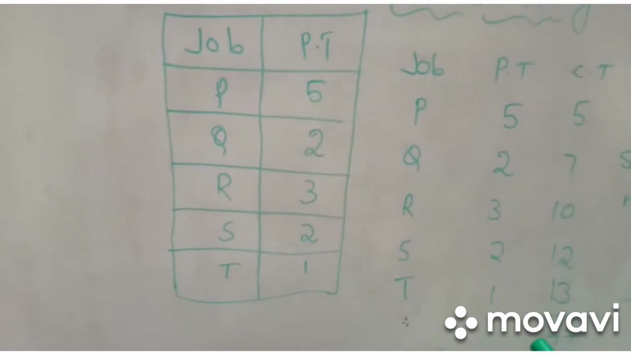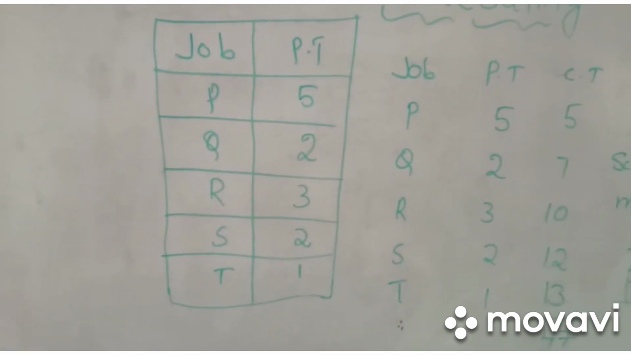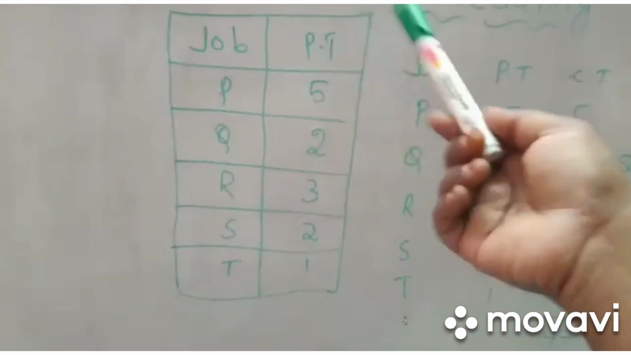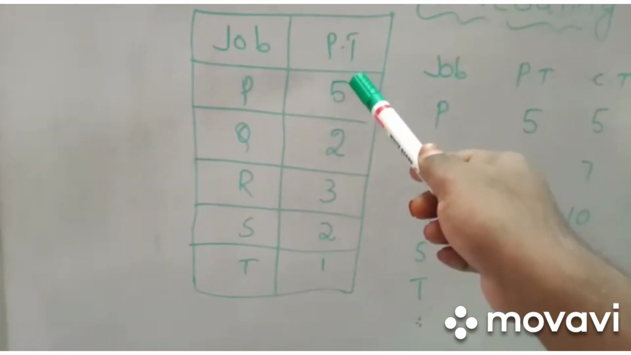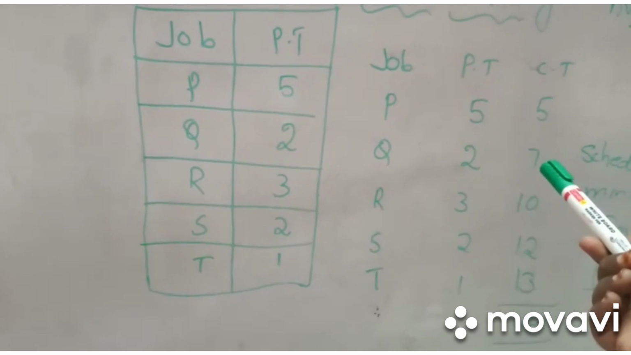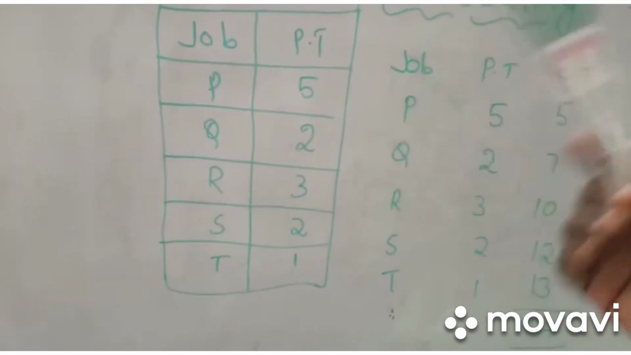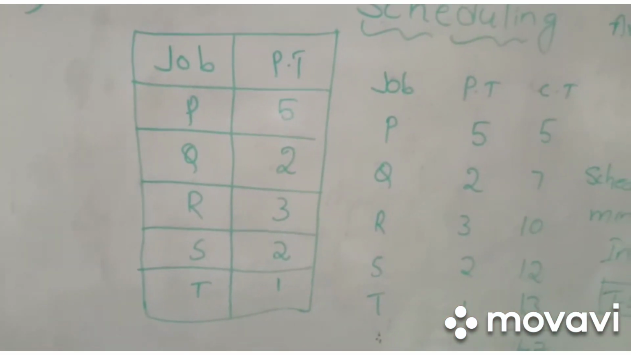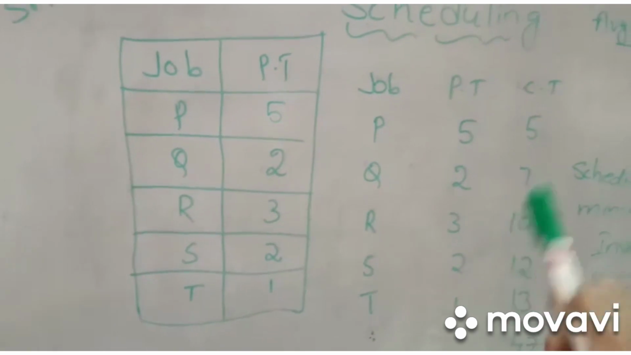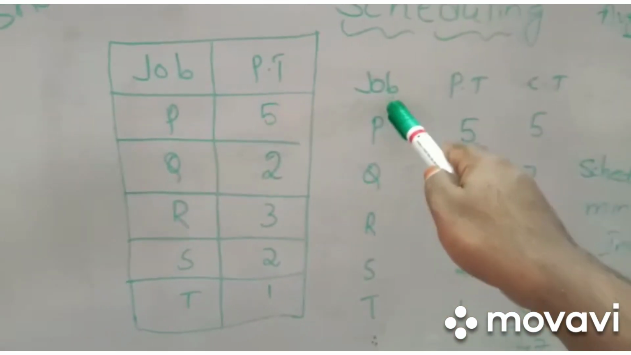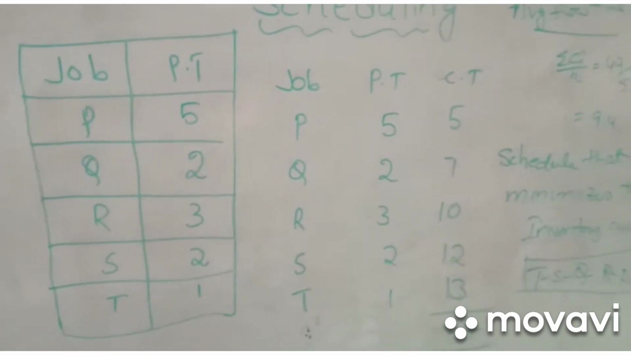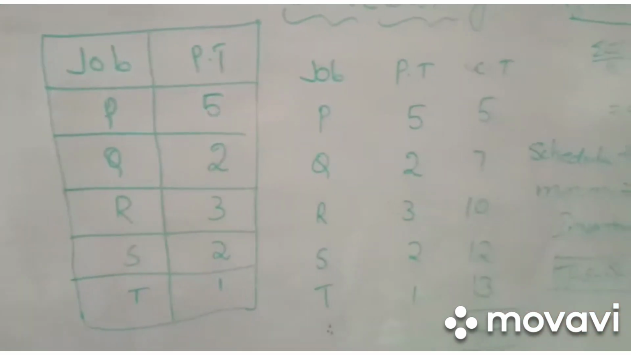Now what you are supposed to do is find the completion time and the average completion time of your problem. This is the processing time, and the completion time you require to calculate. And what is the average completion time of these jobs, that is the question, right? So very easy. Simply add another column next to job and processing time, and this CT is called the completion time.